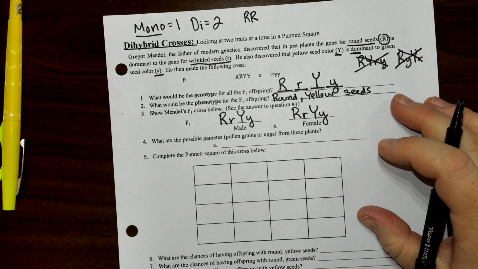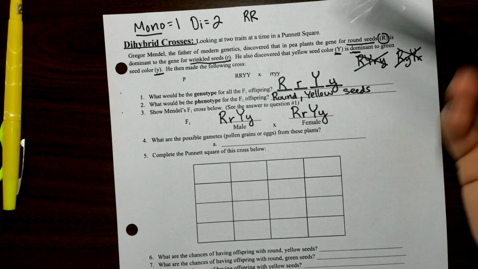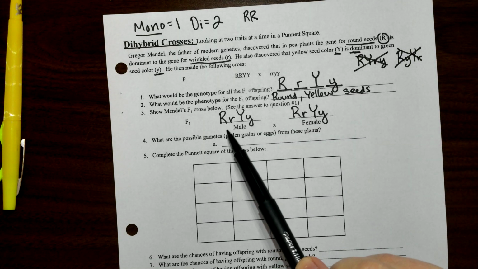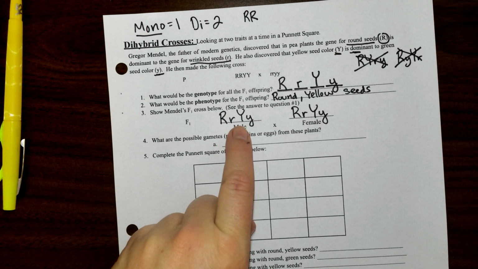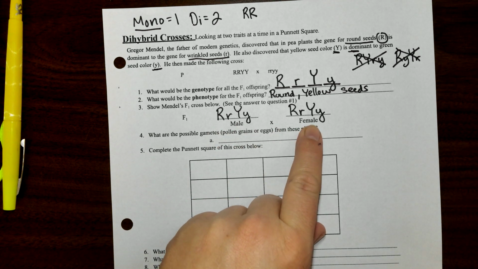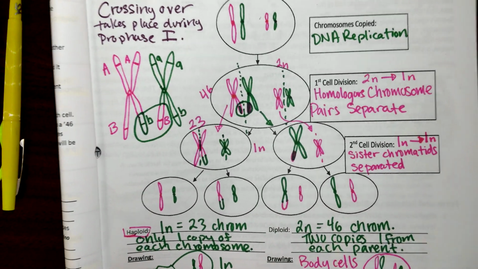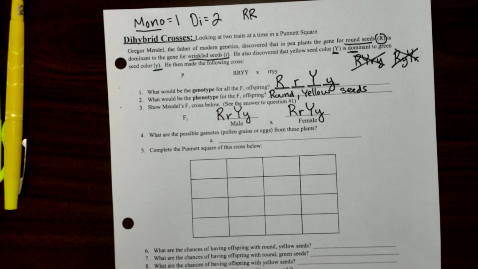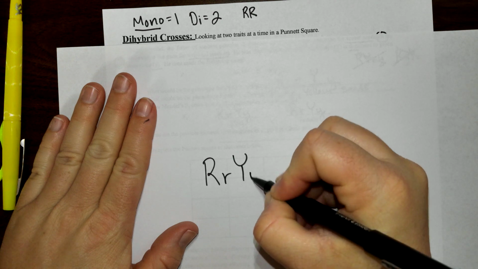Okay, now what we're going to do next is similar to the FOIL method in math, if you know what that is. What we're going to do is look at all of the possible combinations of sperm that this father could make, or in this case pollen is the sperm of plants, and the eggs that this plant can make. So we're basically going to be showing all the different variety that can happen in meiosis. So I'm going to write it here just so you guys know how to think about this when you're setting it up yourself.